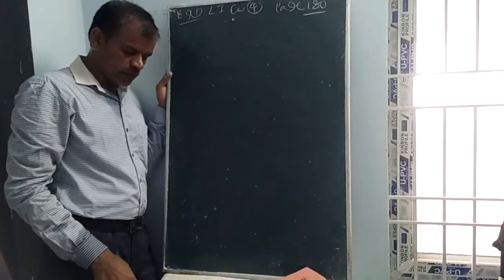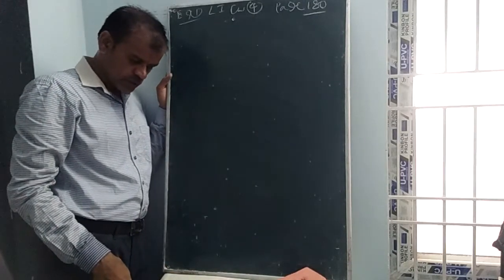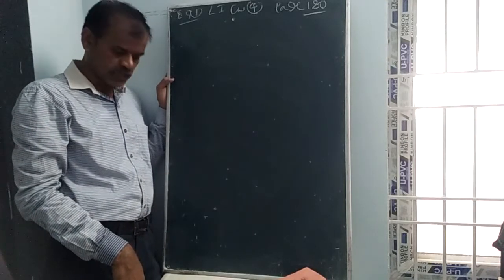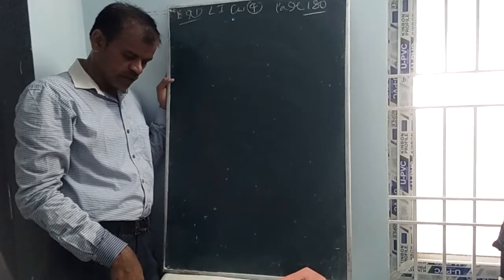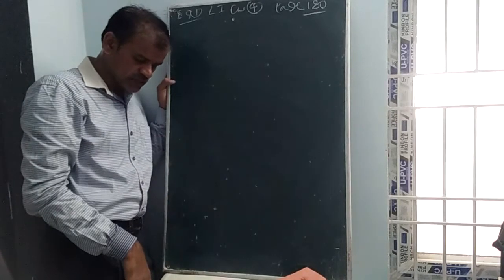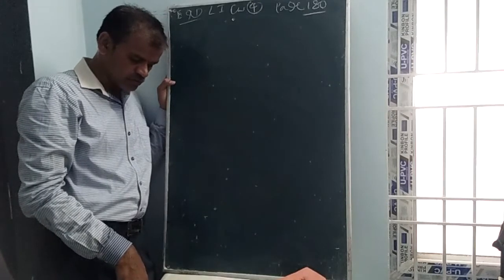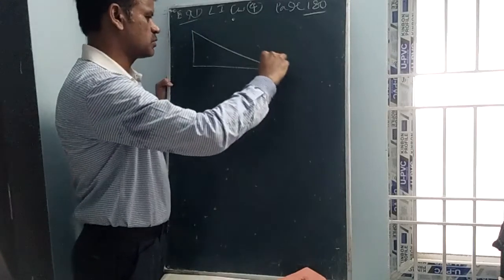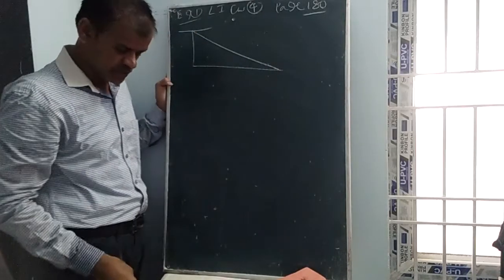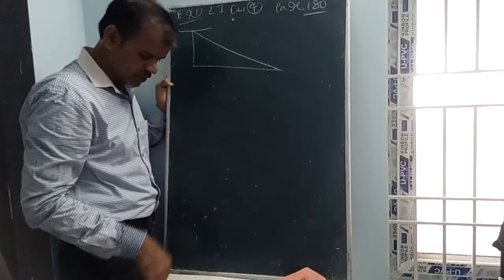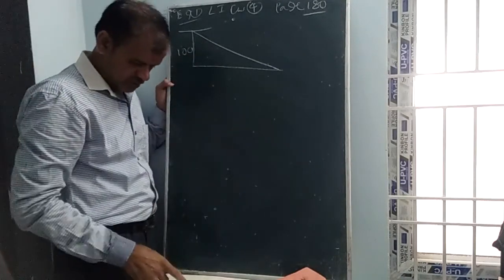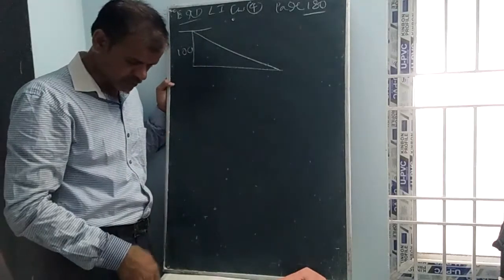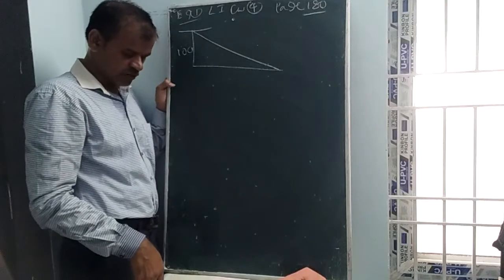A man from the top of a 100 meter high tower sees a car moving towards the tower at an angle of depression of 30 degrees. After some time, the angle of depression becomes 60 degrees. Find the distance traveled by the car during this time. The question is reversed: here the observer is in the upward direction, on top of the 100 meter high tower, and sees a car moving towards the tower.